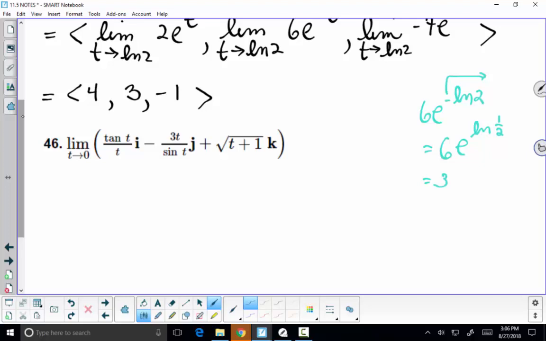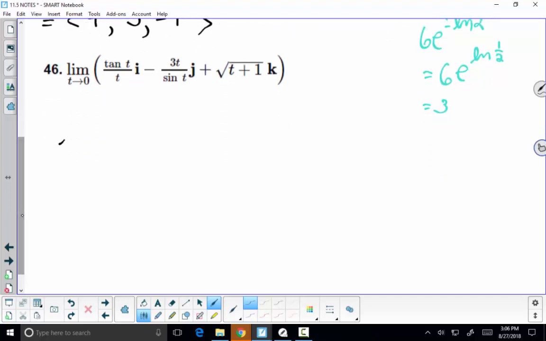So when we look here, plugging in 0, tan 0 is 0. So we get 0 divided by 0, which is indeterminate, so we're going to use L'Hopital's rule there. Let's go with that one first, and then we'll talk about the sine one. This is going to be the limit as t goes to 0. What's the derivative of tan? The derivative of tangent is sec squared of t. The derivative of t is just 1.